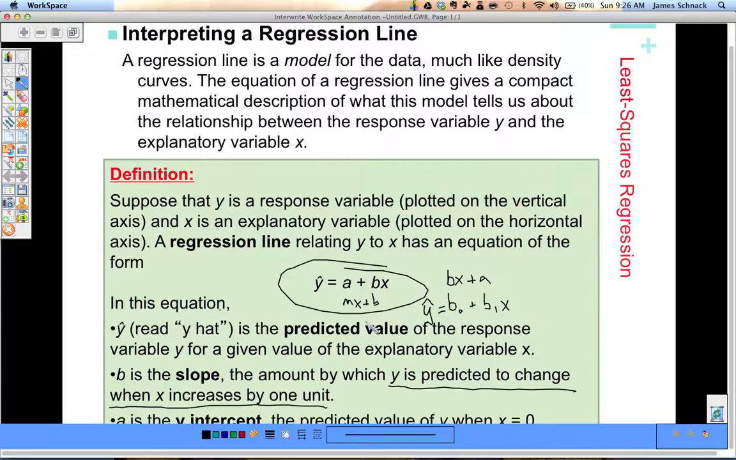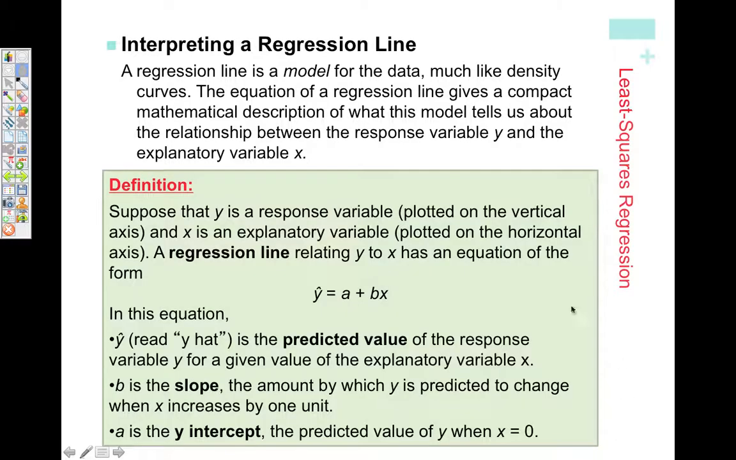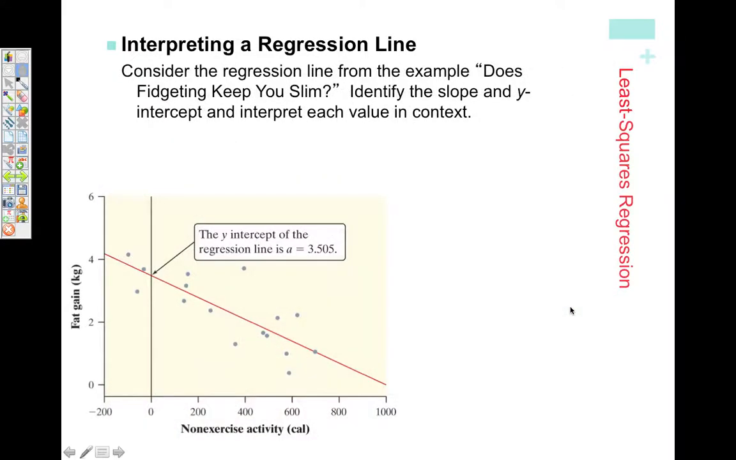The constant is our y-intercept. It doesn't matter what the letters are that are stuck in here. You should know what they mean. Whether it's a or b or b1, b0, it doesn't matter. Know what they mean. And that y-intercept, the a, that's the predicted value of y when x is 0. So there we go, nothing new, just a little bit different notation and being a little bit more precise with our vocabulary. Change when x increases by 1 unit. The predicted value of y. Those are words that you need to start using. So here we go, consider the scatter plot again.